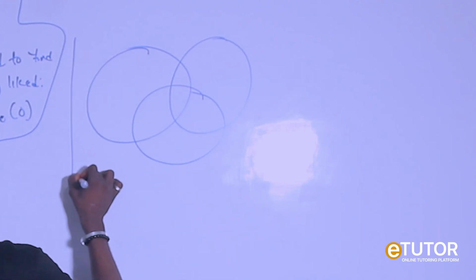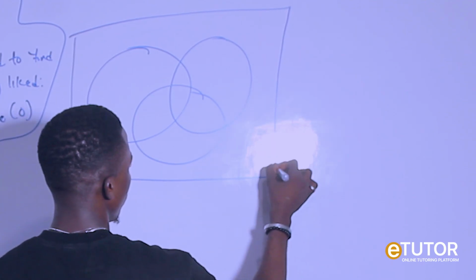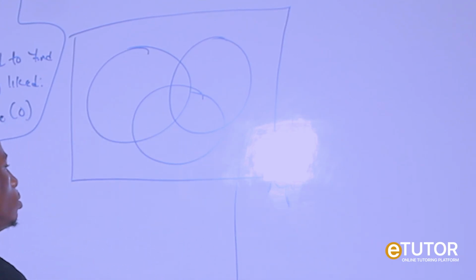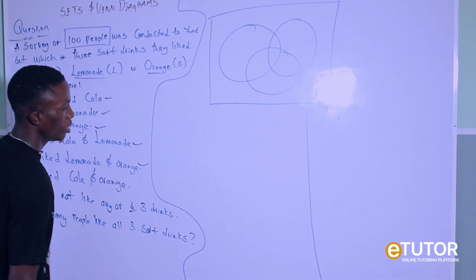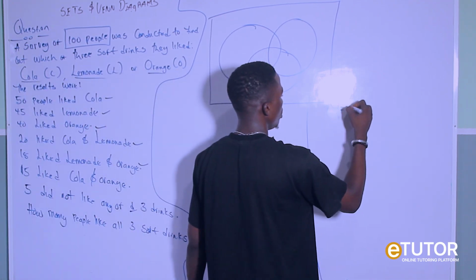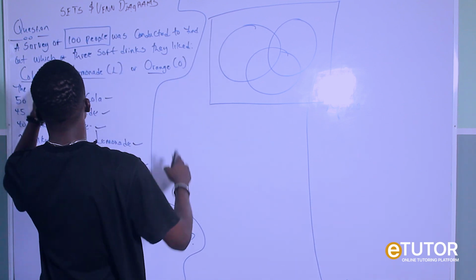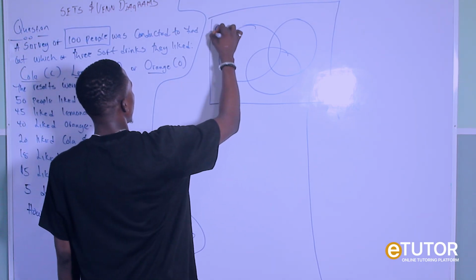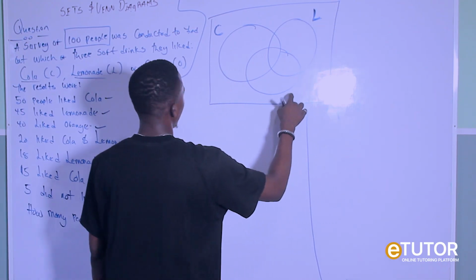So this is how the Venn diagram would look with our universal set outside of here. They said in a survey of 100 people, that means the total number of people surveyed was 100, so the universal set is equal to 100 people. Now, to find out which three soft drinks they liked: let here be C, cola, lemonade, L, and here be orange, O.